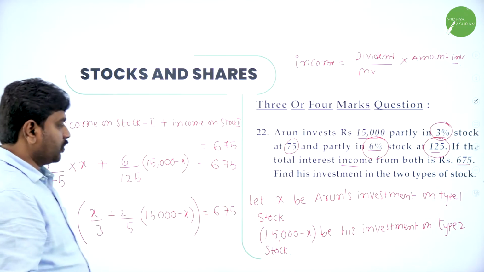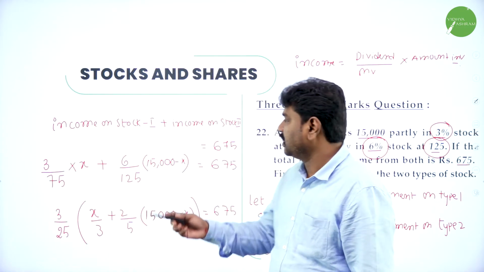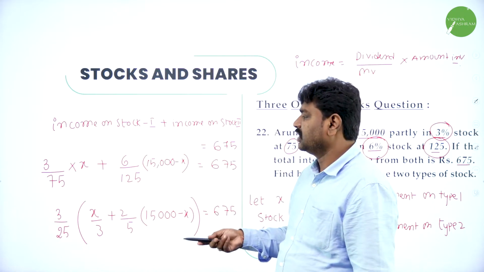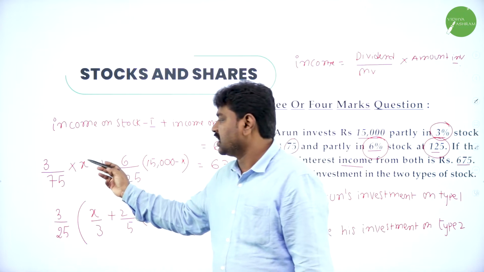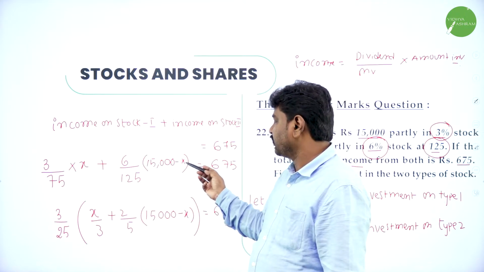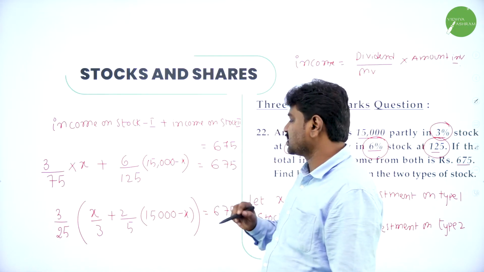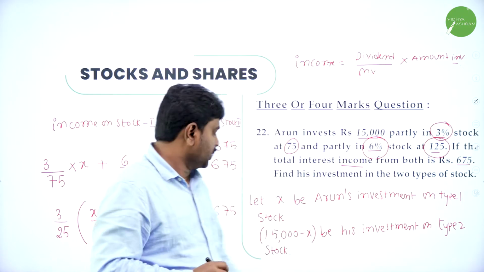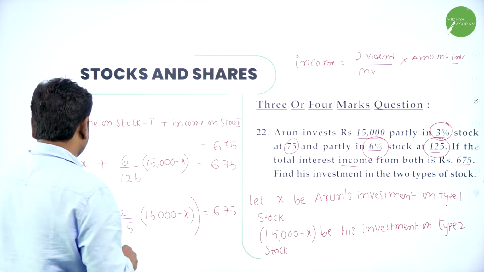Now I hope all of you understood this. Here what I have done, income on stock 1 plus income on stock 2, total income is 675. Income on stock 1 is what? 3x by 75. Income on stock 2 is what? 6 by 125 into 15,000 minus X. This is total income 675. From this we'll rearrange and we'll get the value of what? X. So now 3 by 25 transfer to RHS.